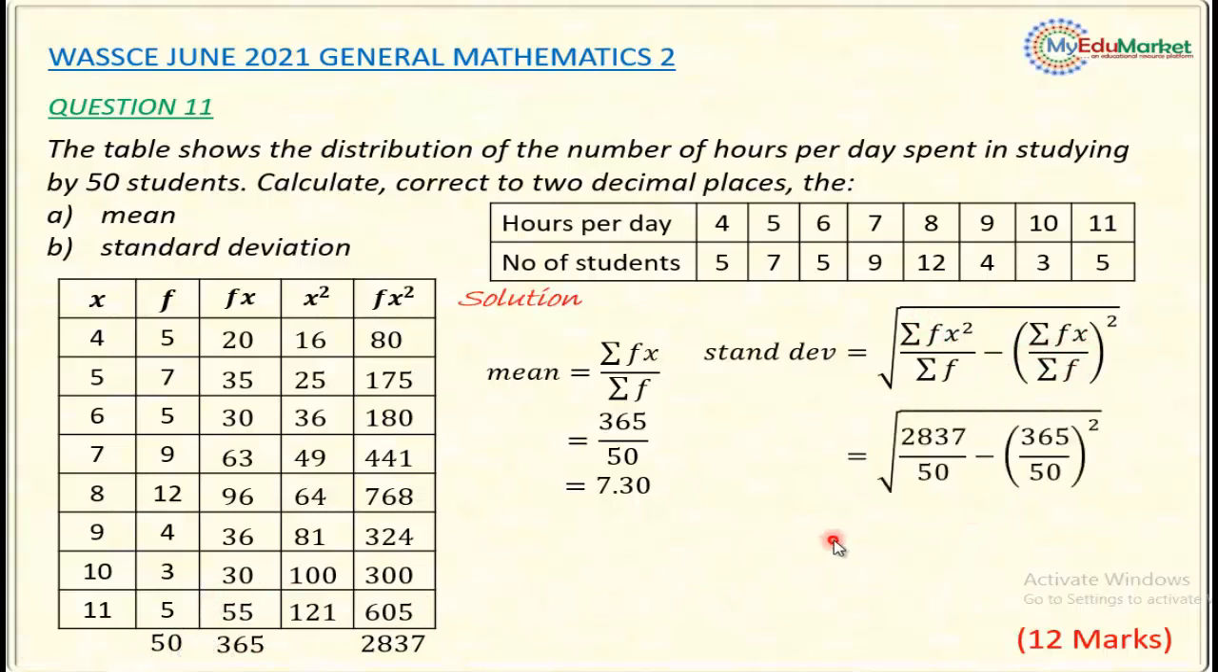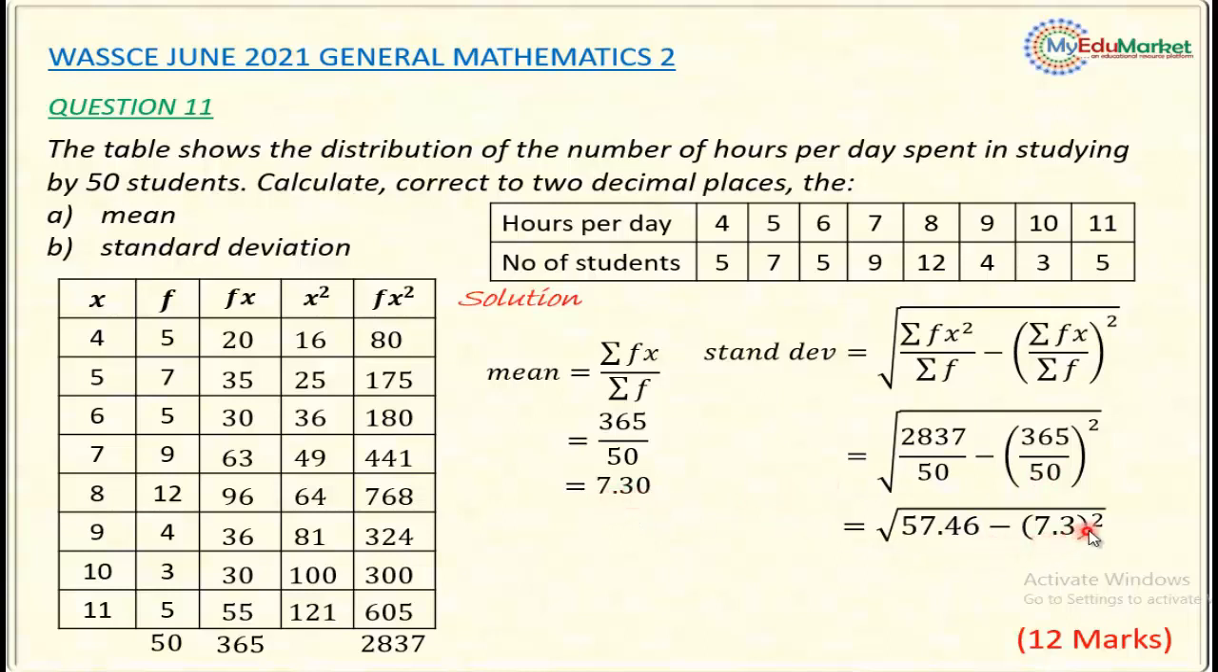So I can now substitute in this formula. Summation fx square, which is 2837. Look at it. So 2837 divided by summation f, which is 50, minus summation fx, which is 365, over summation f, which is 50. So I'll continue simplifying this. 2837 divided by 50 will give answer 57.46, minus 365 divided by 50, which we have here already, 7.3.